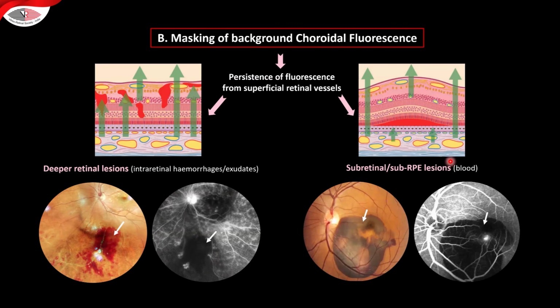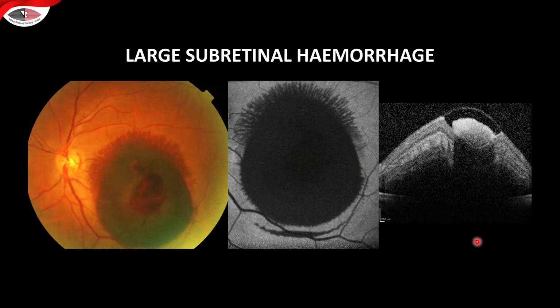Then there's masking of the background choroidal fluorescence. So here you see deeper retinal lesions, which are intraretinal hemorrhages, or subretinal lesions, which could be a subretinal hemorrhage. Now here you see that there is a subretinal hemorrhage. Here also there is a sort of masking, but then you can see that the retinal vessels are over that dark area. They are not in the subhyaloid hemorrhage. We saw that it was totally blocking everything. So this dark lesion is in the subretinal space.